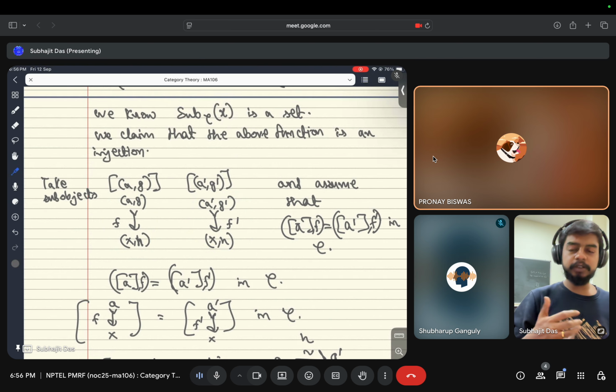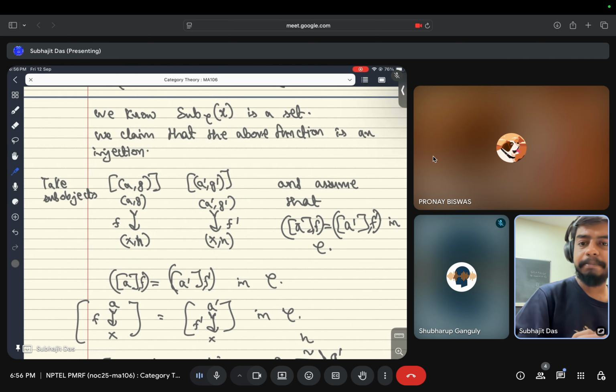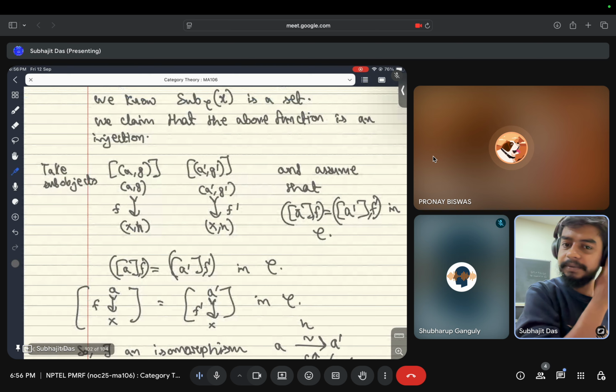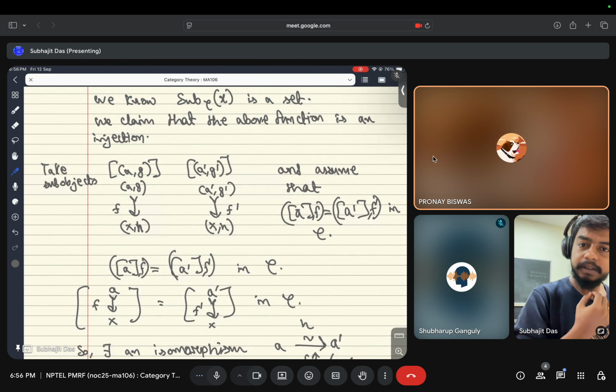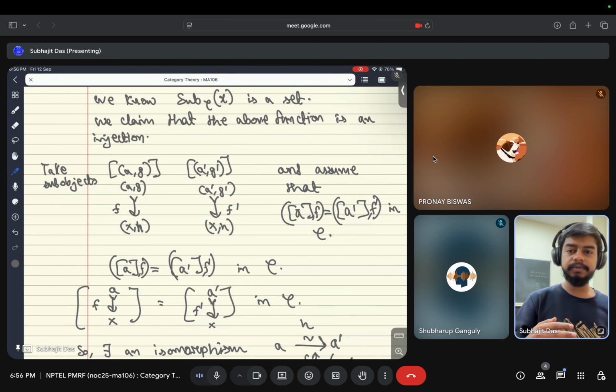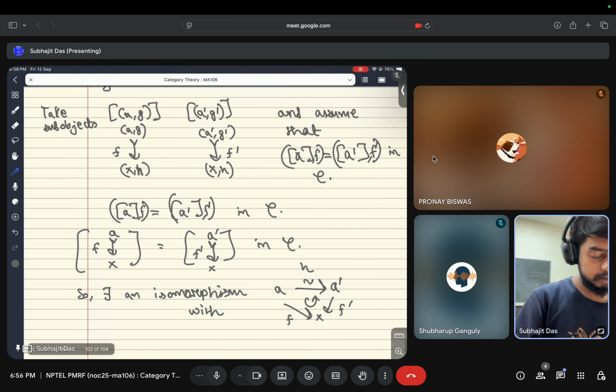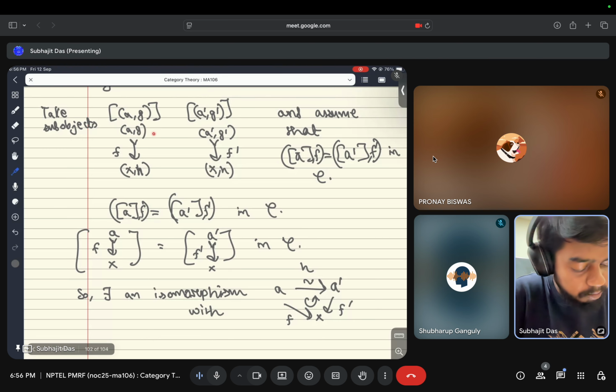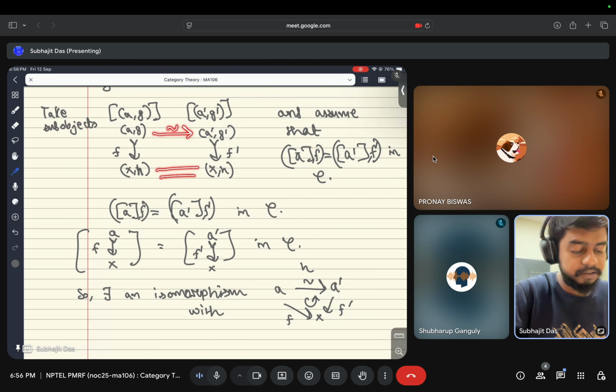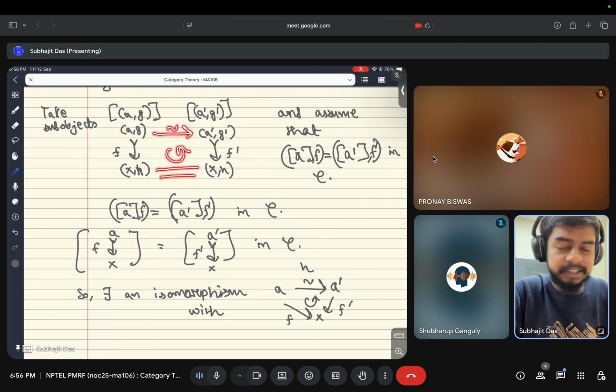So we need to show that there is an isomorphism from A comma G to A prime comma G prime in CT, making that triangle commute, right? So what isomorphism? Okay, we'll come to that. But what isomorphism should we choose? So we want to have an isomorphism here, making this commute. What isomorphism should we take?